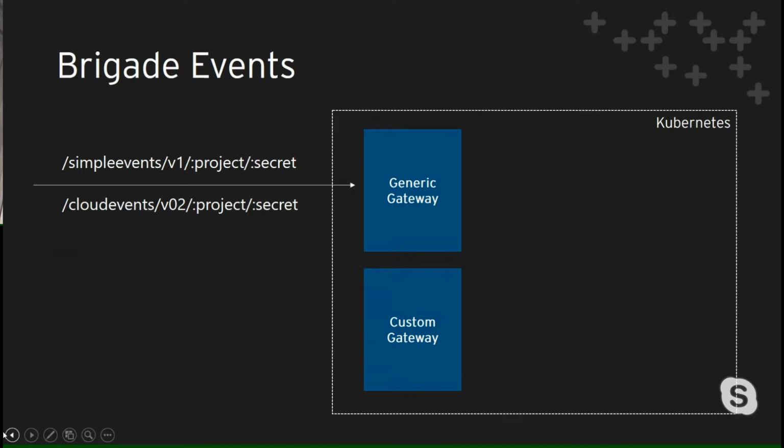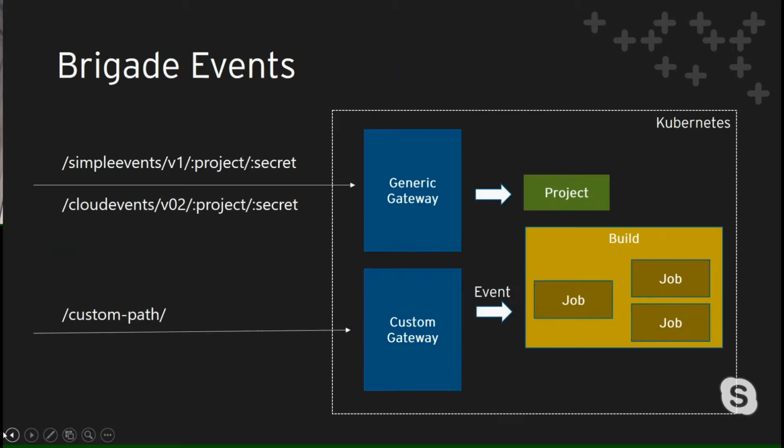But then you have a custom gateway. So again, if you're using GitHub, Container Registry, or a gateway that you're building yourself, then it's really up to the gateway to determine what the format of the request should look like. So in this case, it will look different depending on which kind of custom gateway I'm using. And either way, whether it's a generic gateway or a custom gateway, what's going to happen afterwards is the same. It's going to look at the project depending on the project ID. Then it's going to create the event and kick off a build inside Kubernetes.